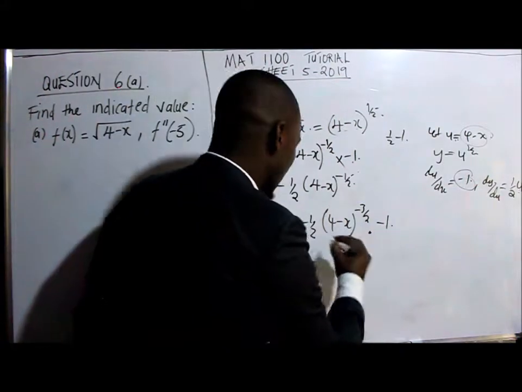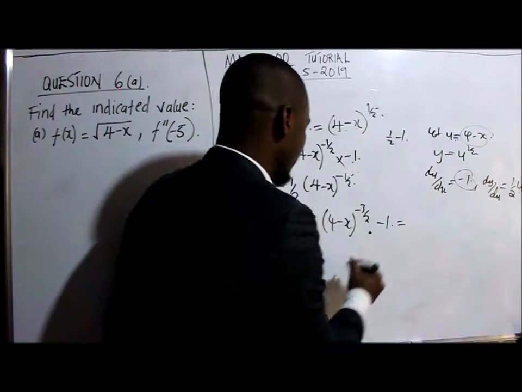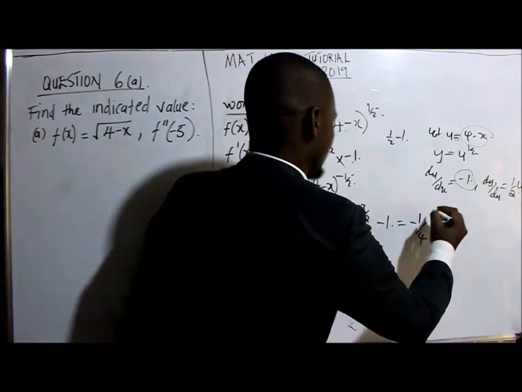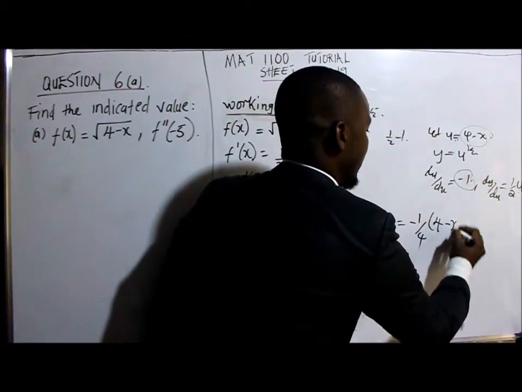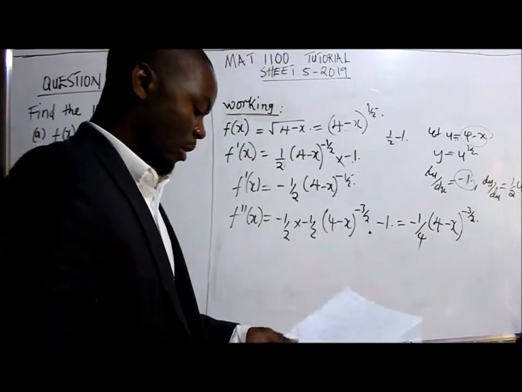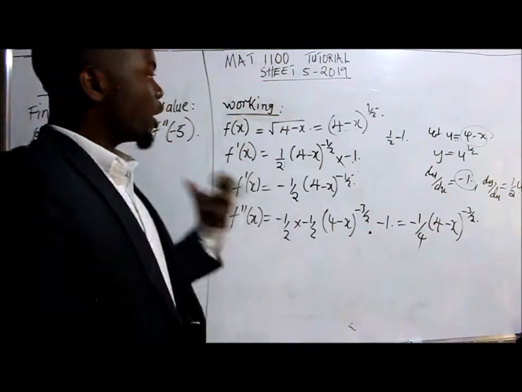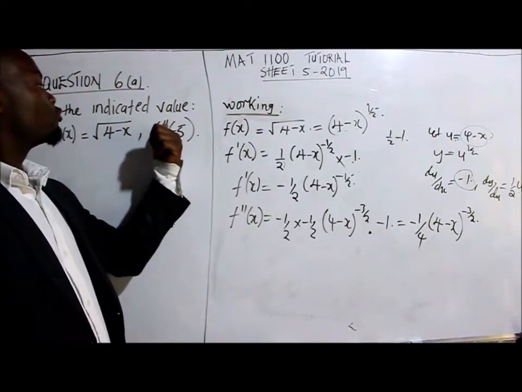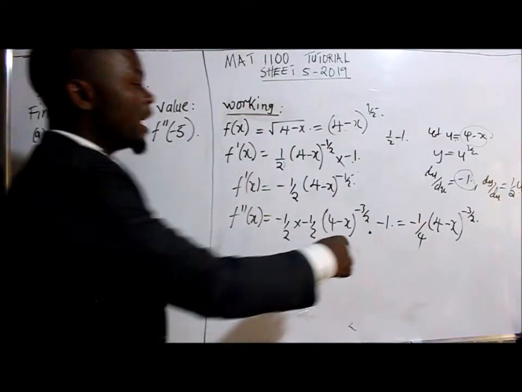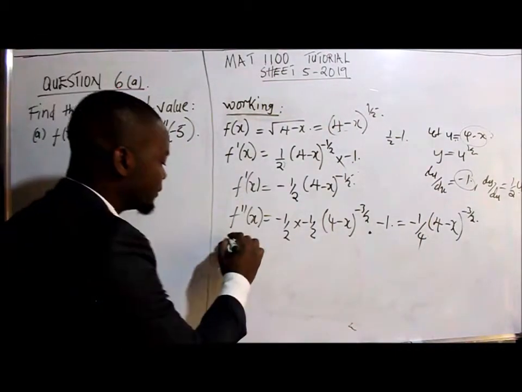So we are going to have negative half times negative half, which is 1 over 4, times negative 1 is negative 1 over 4. And then we have 4 minus x to the power negative 3 over 2. When you reach this stage, the question is saying, find f double prime of negative 5. Meaning that wherever there is x in this expression, you put negative 5.